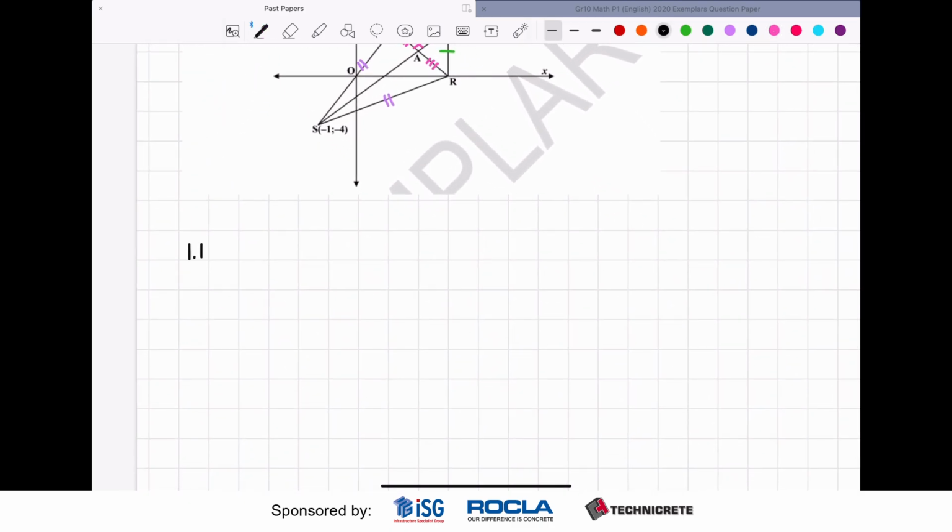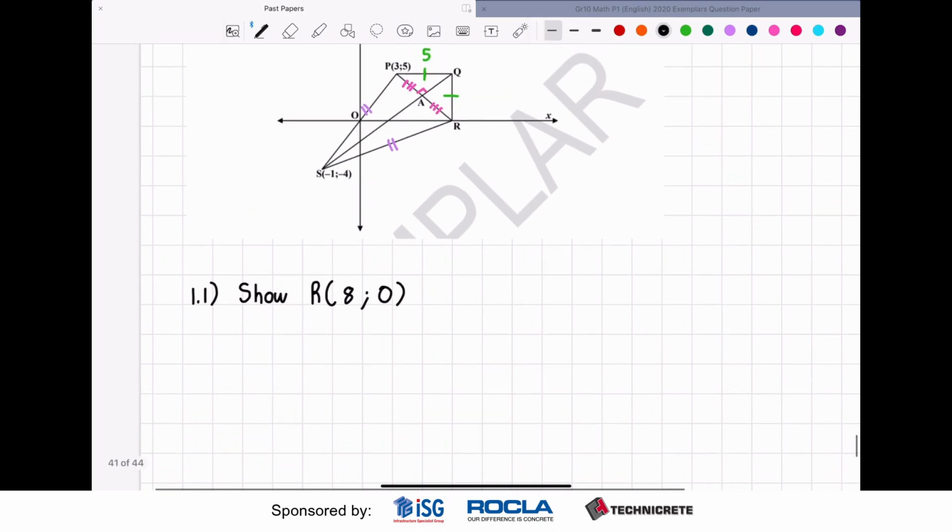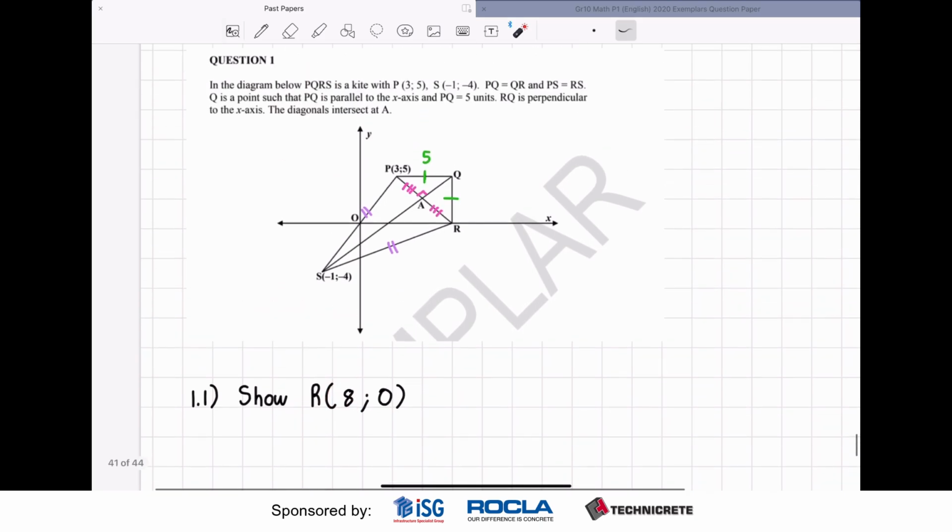So for the first one, it says, show that the coordinates of R are (8, 0). Okay, so I definitely know that the y coordinate of R is 0 because it's on the x-axis. So I need to show that the x coordinate of R is 8. Now, since I was told that RQ is perpendicular to the x-axis, I know that the x value of R and the x value of Q are going to be exactly the same. So when I'm doing my calculations, I can use x of Q instead of using x of R.